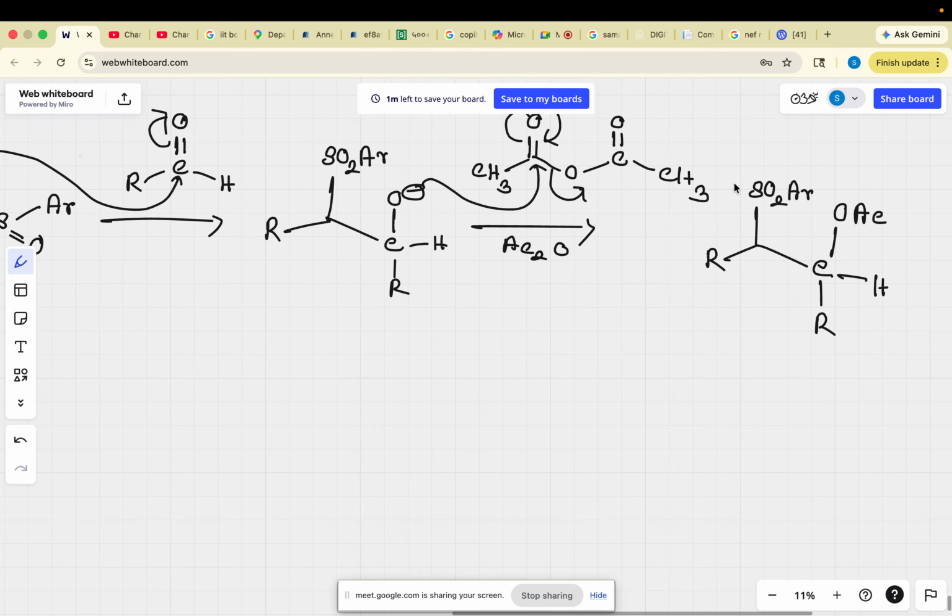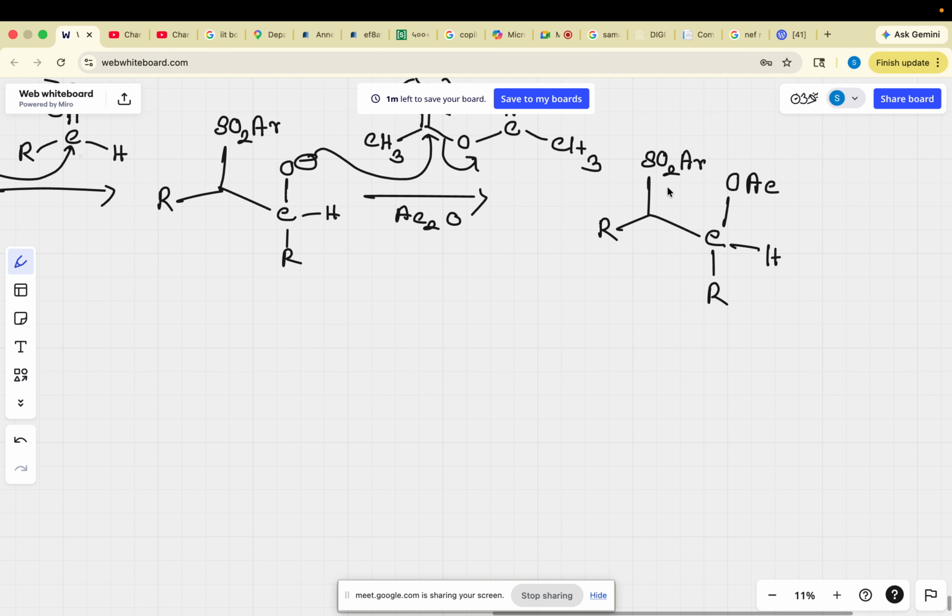Done. Yes, sir. Now this SO2Ar is basically a very good leaving group. Okay, so next step, what are we giving? Next step we are giving sodium amalgam.